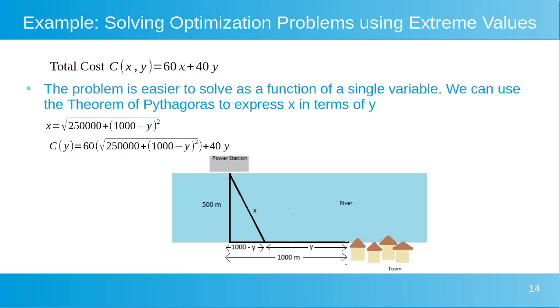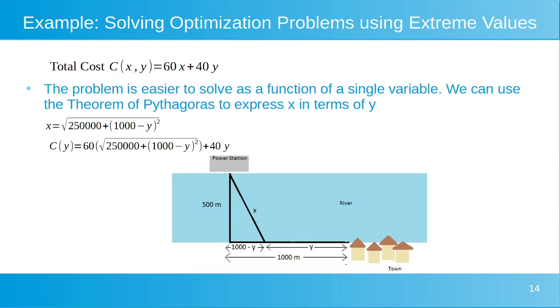So we can express the total cost as a function written in terms of x and y. So our total cost C as a function of x and y is equal to 60 multiplied by x plus 40 multiplied by y. So it's 60 euro per meter multiplied by x, the distance across the river, plus 40 euro per meter multiplied by y, the remaining distance to the town in meters.